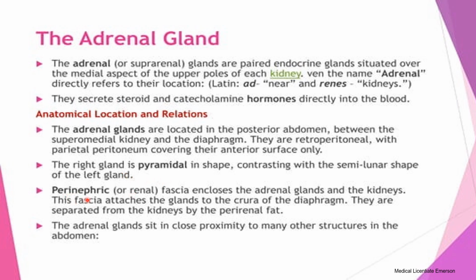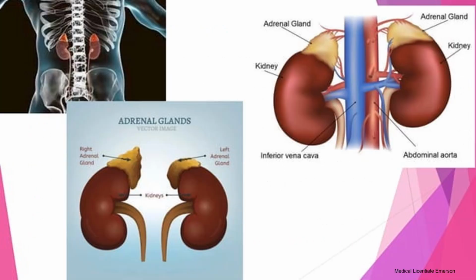Then you have the perinephric or renal fascia, which encloses the adrenal glands and the kidneys. This fascia attaches the glands to the crura of the diaphragm. They are separated from the kidneys by the perinephric fat. Then the adrenal glands sit in close proximity to many other structures. These are the adrenal glands on top of the kidneys. That's what we are talking about. We have seen the adrenal gland here, and the adrenal gland here. In terms of shape, the right one is pyramidal, and this one is semilunar.